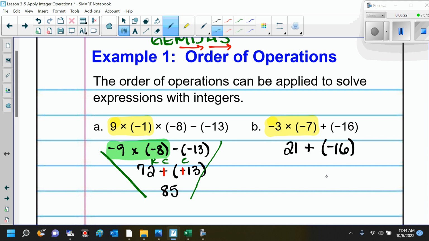What is the rule for adding integers with different signs? Not keep, change, change. That's only for subtraction. Very good. So here the rule is that we need to subtract the digits. You guys need to make sure you review this. The rule for adding integers with different signs is you subtract the digits and take the sign of the bigger number. So 21 minus 16 is? 5. And then the bigger number is 21, so the sign is going to be positive.